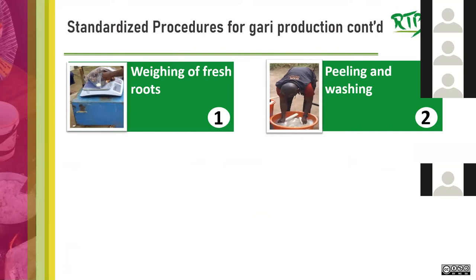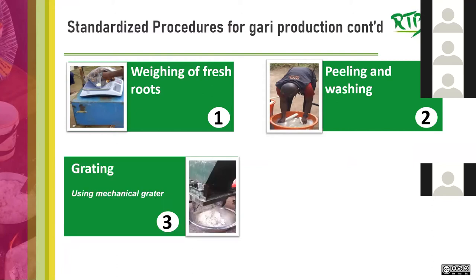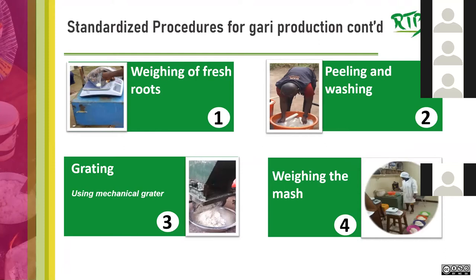So we standardize the weighing of the fresh roots, followed by the peeling and washing. So we try to present all the critical control points that we must observe when peeling and washing in order to obtain a quality Gari. We have a lot of things that we mentioned under peeling and washing. That means you have to peel, you have to wash to remove all the dirt, and make sure that you don't have any dirt in the final product of Gari. Because it's a crucial step to the quality of Gari, that's why we have some Gari that is dirty, some Gari that contains a series of particles. It comes from the peeling and the washing stage.